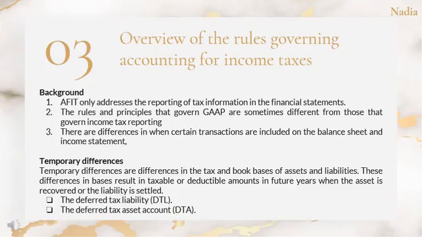Next is temporary differences. Temporary differences are differences in the tax and the book basis of assets and liabilities. These differences in basis result in taxable or deductible amounts in future years when the asset is recovered or the liability is settled. To cover these differences, a company usually makes a liability called the deferred tax liability, or DTL, reported on the company's GAAP balance sheet, that measures the amount of the future tax liability that will be owed when the book depreciation becomes greater than the tax depreciation.